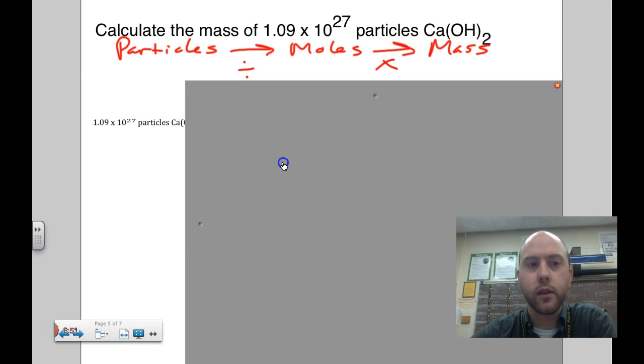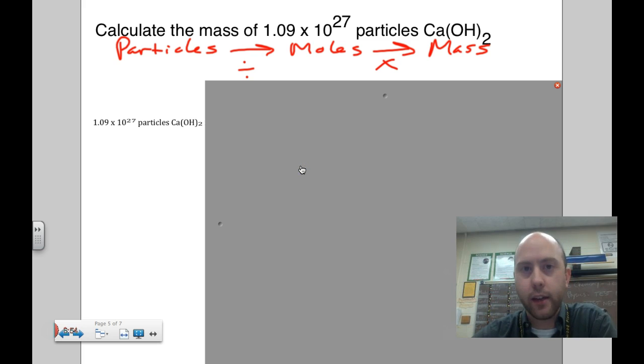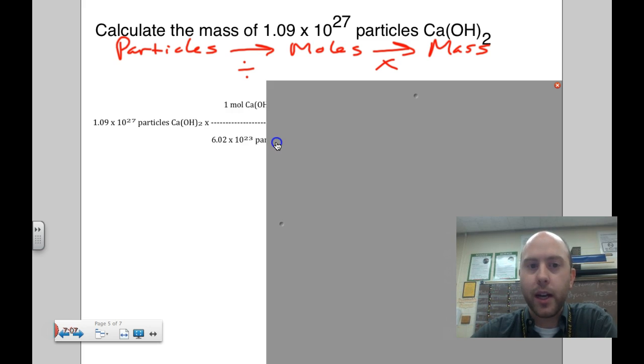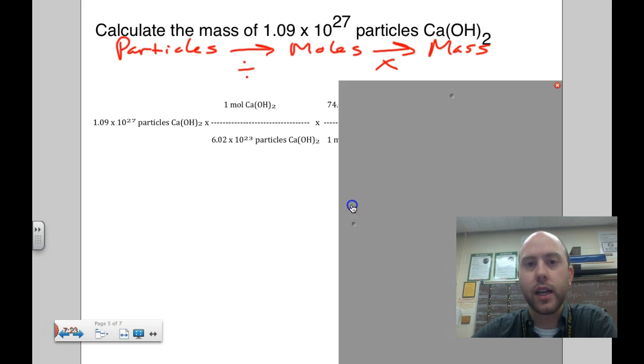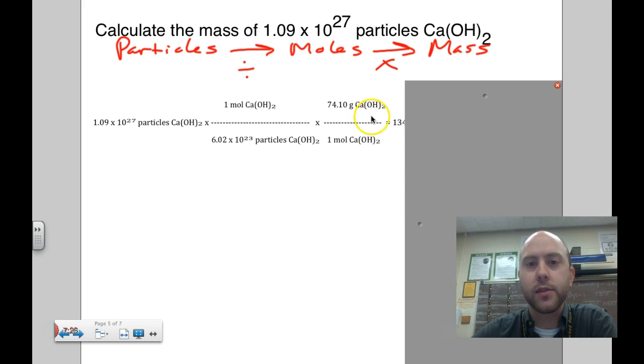Step 1, like always, write down what I give you. I have 1.09 times 10 to the 27 particles of calcium hydroxide. Then what I need to do is change it to moles. So I'll put the mole on top and the Avogadro's number on the bottom. But again, that will give me an answer in moles. I don't want moles, that's halfway there. I need to change it now to mass. Well, to get rid of the mole, I'll put the mole on the bottom this time and the molar mass of calcium hydroxide on top. So the molar mass of Ca(OH)2 is 74.10.